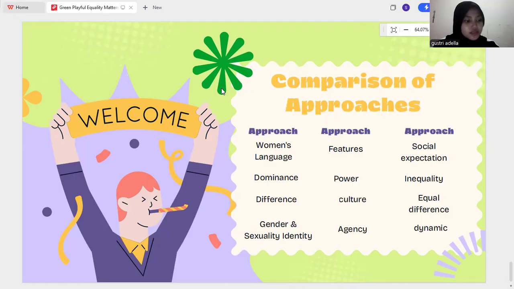So, in conclusion, sociolinguistics shows that language, gender, and sexuality are deeply connected. Language does not simply reflect identity and power, but actively constructs and negotiates them.